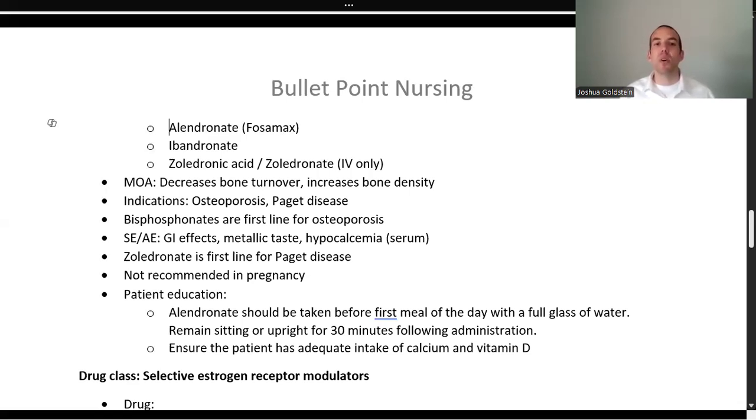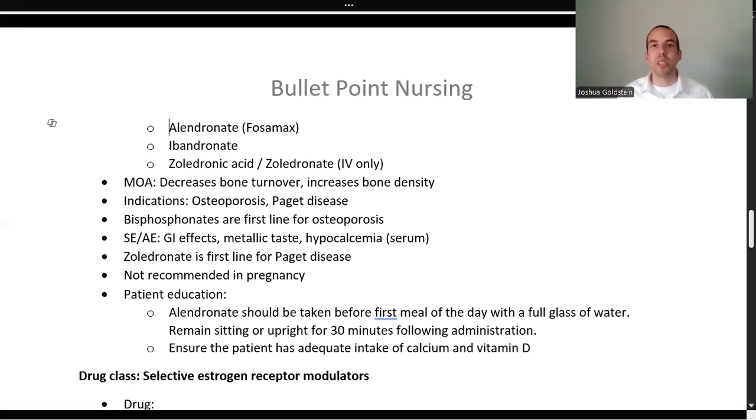They do have side effects of causing GI effects, a metallic taste in the mouth, and low serum calcium because they're using up so much calcium to fortify the bones. Zoledronate specifically is the first-line drug for Paget disease, according to most of your textbooks. I have seen otherwise, but I put it in there because that seems to be pretty common. These drugs are not recommended to be taken in pregnancy.